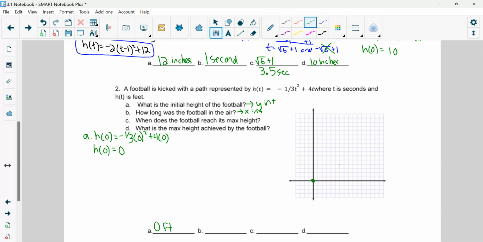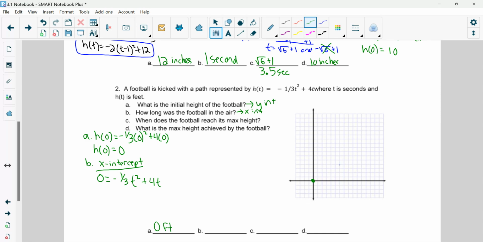So take a moment and try to find your x-intercept. Think about how you might do that. Okay, so remember, the x-intercept is where you plug 0 in for h of t. So it would be 0 equals negative 1/3 t squared plus 4t.